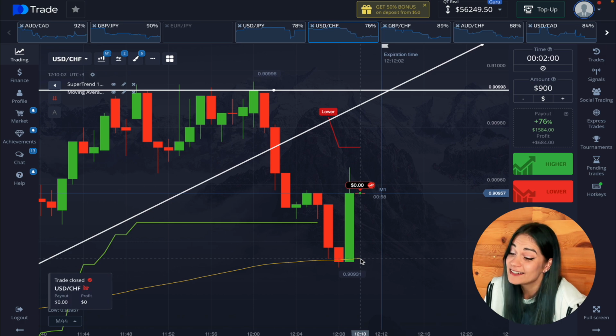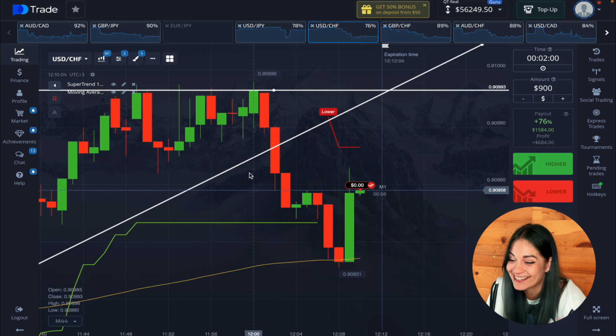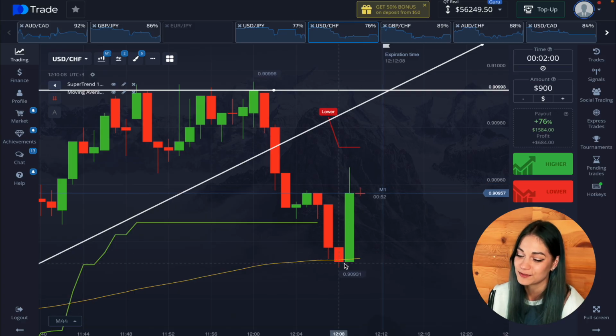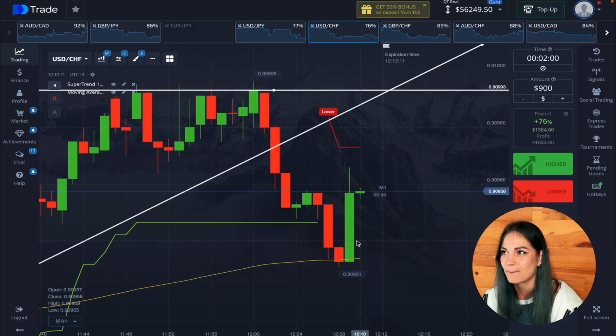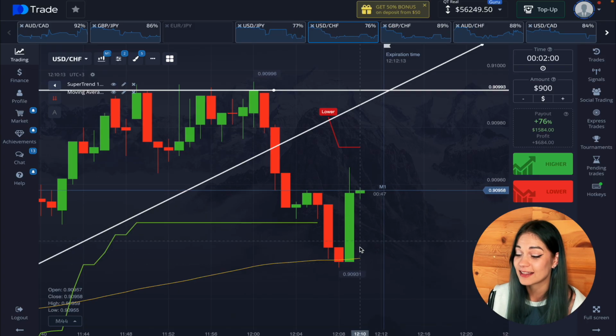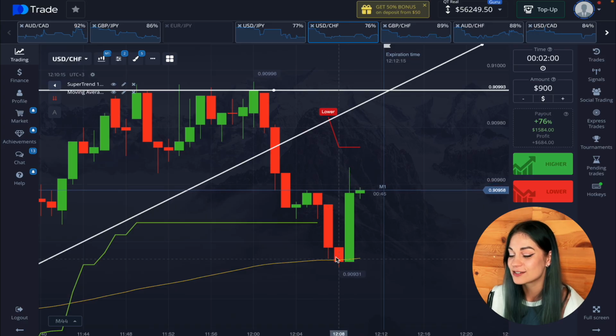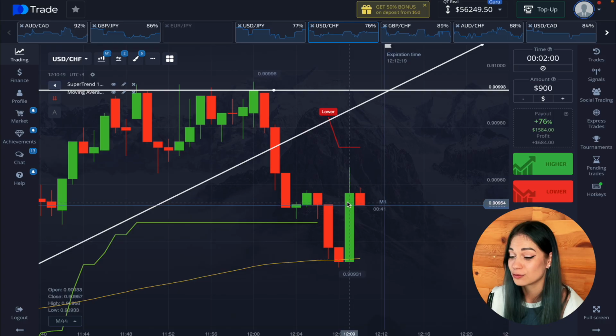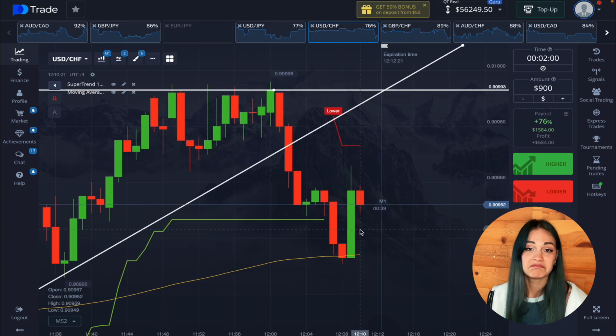Well, I mean, that's what I deserve in this case, unfortunately, because the price went to the 150 EMA and sprang back up. But again, as I said, that was a risky thing to do. We should have waited for the price to go down through the 150 EMA, but it happens.